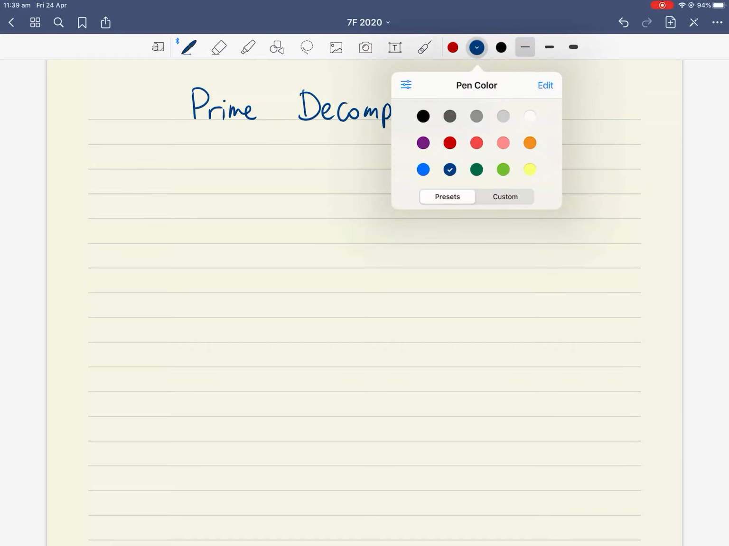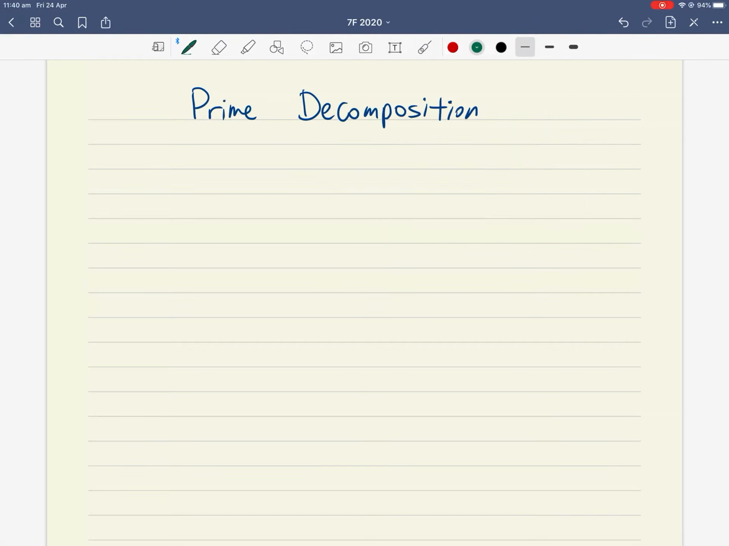So prime decomposition combines the two topics which we looked at last week, which is, first of all, we looked at prime numbers. So recall from last week, prime numbers were numbers which only had factors of 1 and itself. Now 2 is our first prime number. Remember, 0 and 1 are not prime numbers. 2 is a prime number.